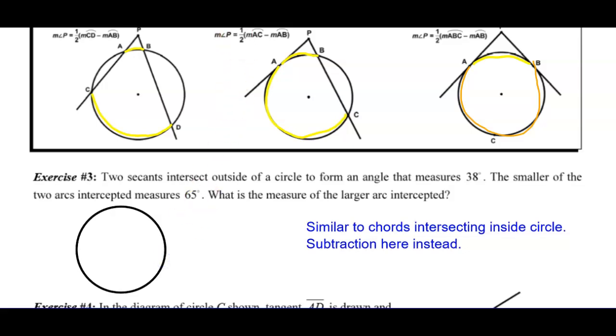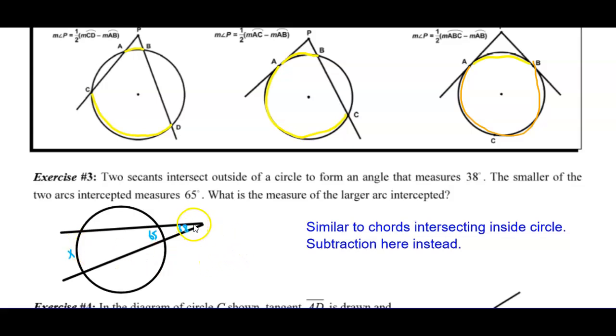Okay, so 2 secants intersect, so let's draw one secant here. We'll draw another secant here. They intersect to form a 38-degree angle. Obviously, I haven't measured that, so we're just going to assume that that's 38. So I've got one subtended arc here, I've got another one here. I know that the smaller one's 65, so instead of using a y, let's put a 65 in there. This one I don't know. I want to know what that measure is.